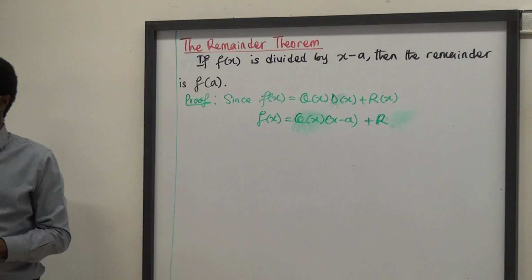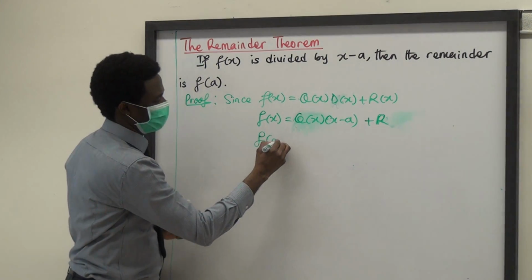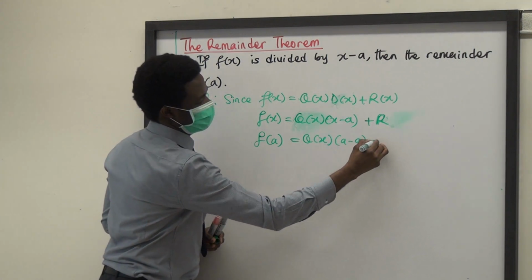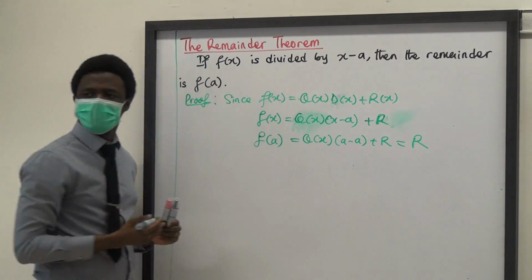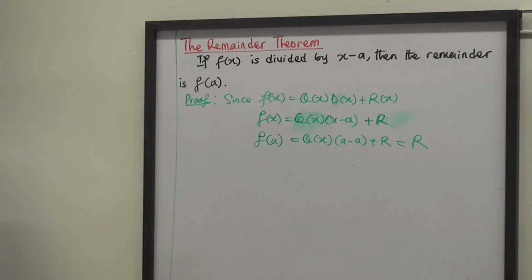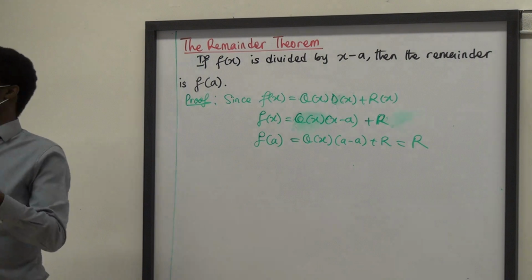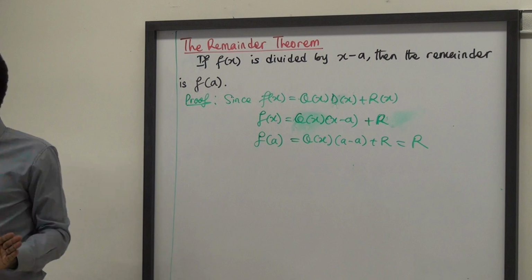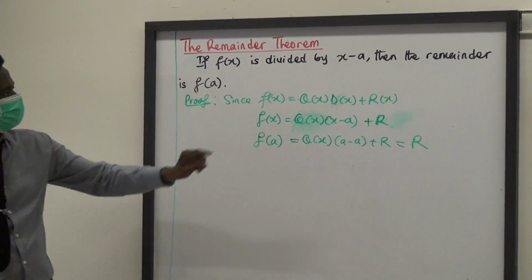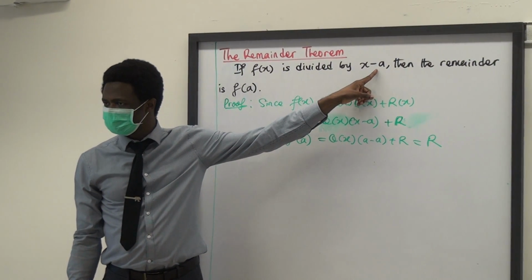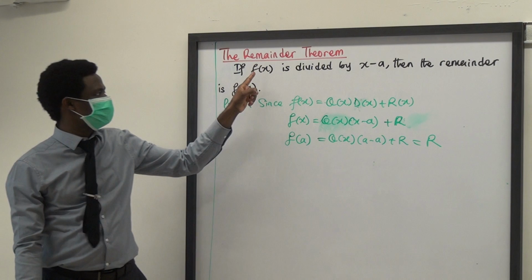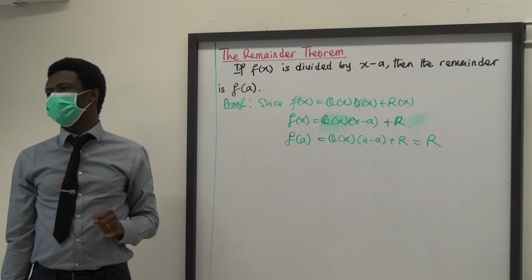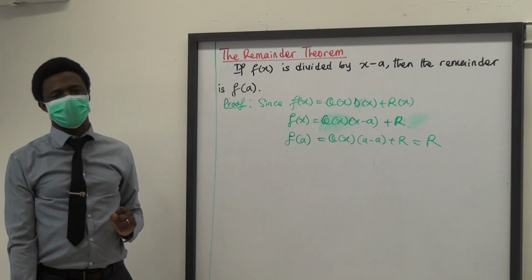Okay? What happens when we evaluate f of a? It will be q of x, a minus a, plus r. And what is left is what? R. Which means, whenever you have a factor, not just a factor, a divisor, because it may not be a factor. When you have a divisor, put that divisor equal to 0. The value of x you get, substitute into the polynomial, and the final value is the remainder you would have gotten if you go through the long division algorithm.